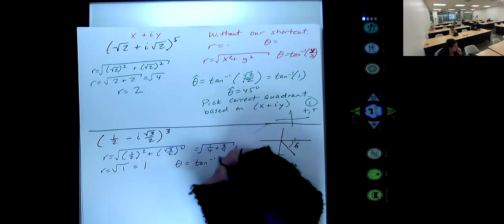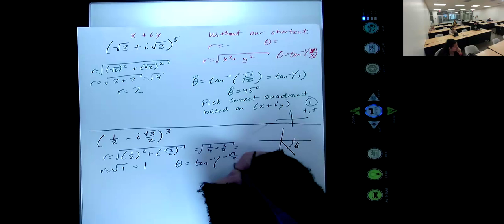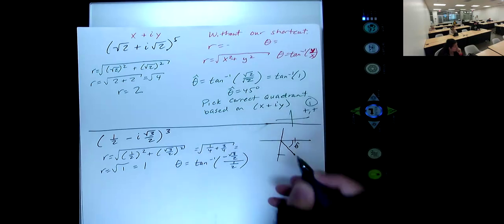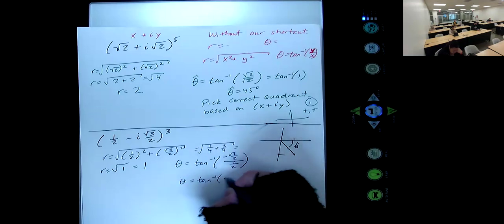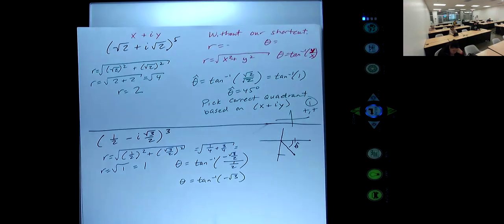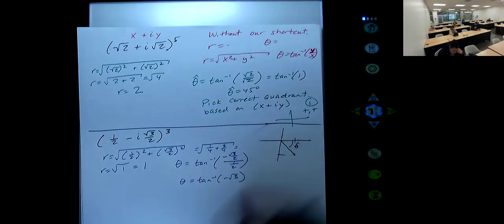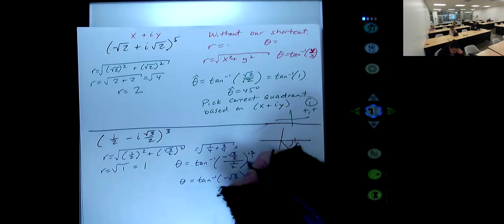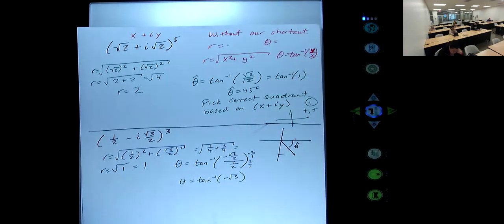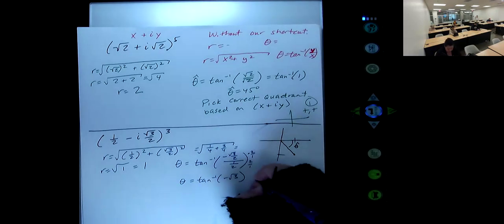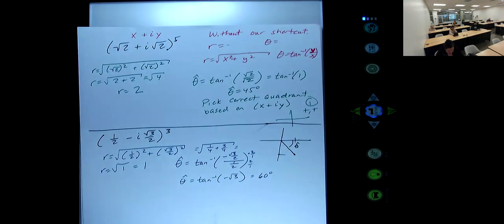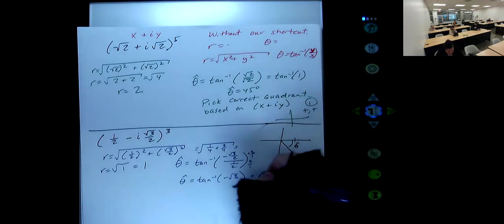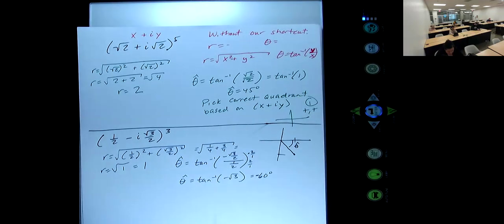Tangent inverse of negative root 3/2 over 1/2, which is tangent inverse of negative root 3, just by multiplying top and bottom by 2/1 on the inside. What angle is that? 60 degrees. Should be negative 60 degrees with the negative root 3.